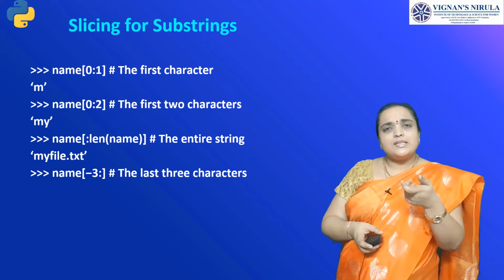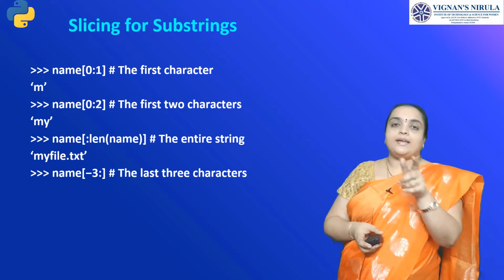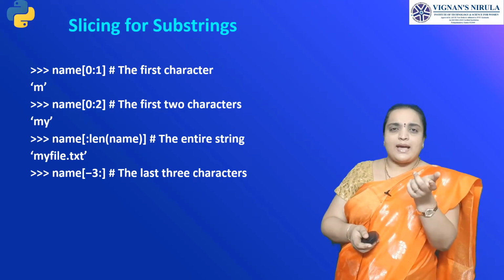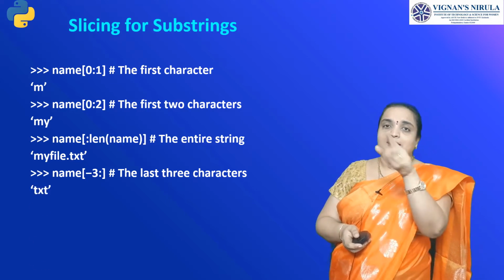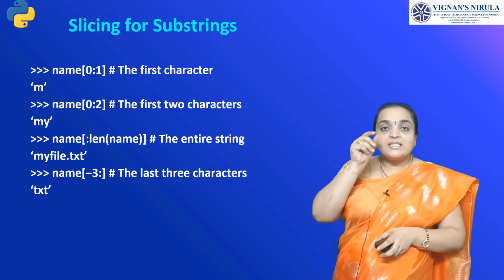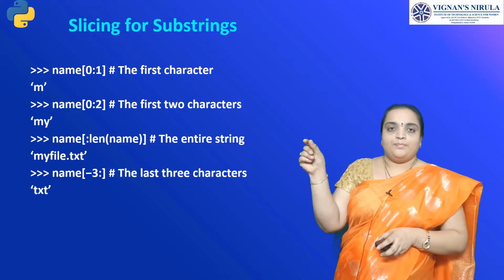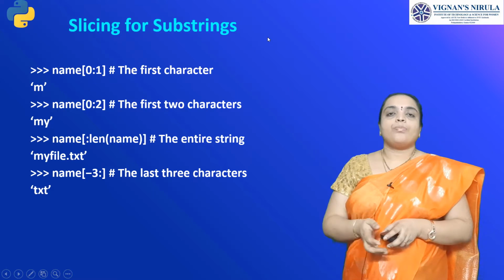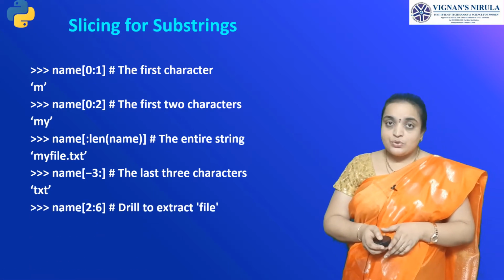Then next one, name[-3:]. What does -3 state? From the last third character. So what is the last third character in myfile.txt? That is T, the T will be displayed. So the start index is -3 and it will print till the end. So txt will be printed. Is that clear, students?